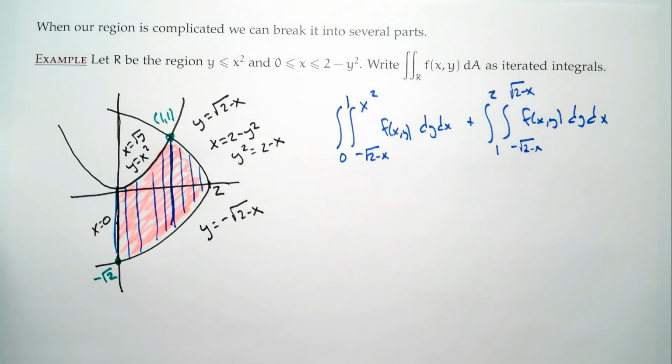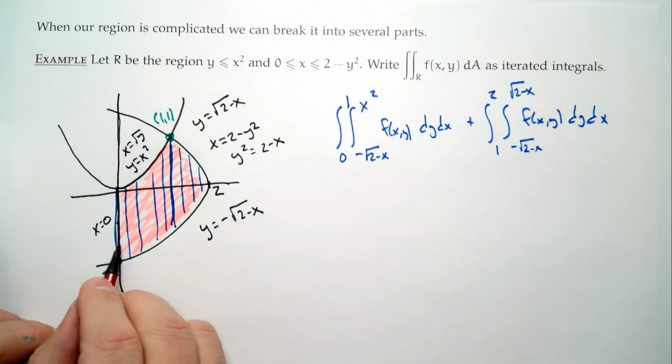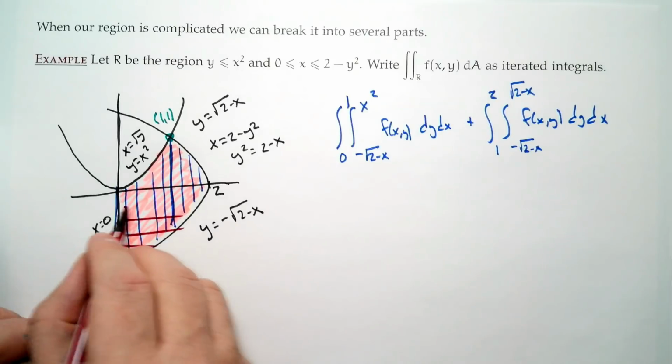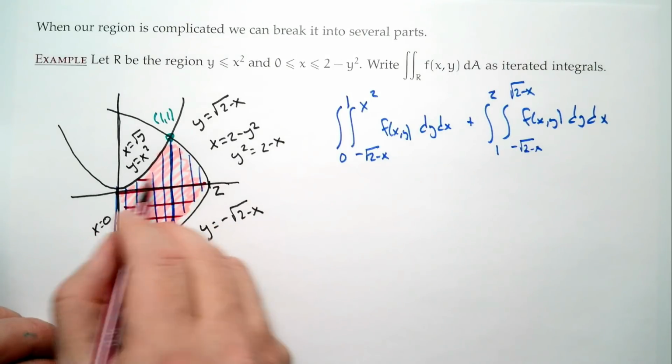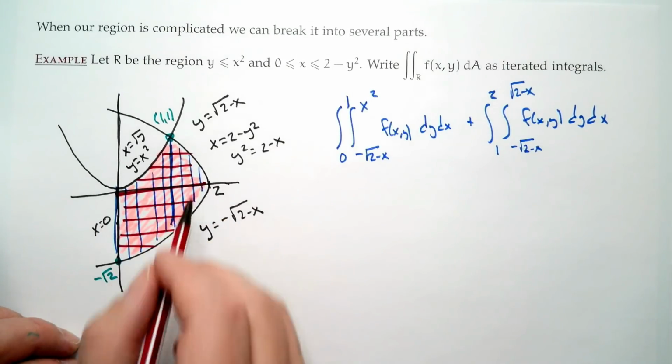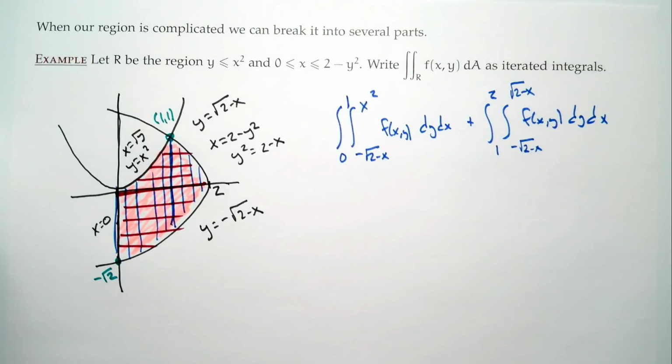And quickly, we could have chosen something else. We could have chosen horizontal slicing. But if we choose horizontal slicing, what happens? We switch. So again, we have to make two integrals.